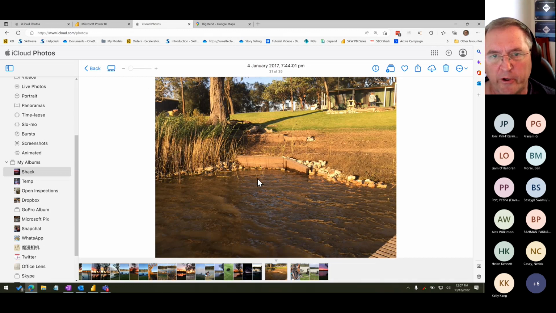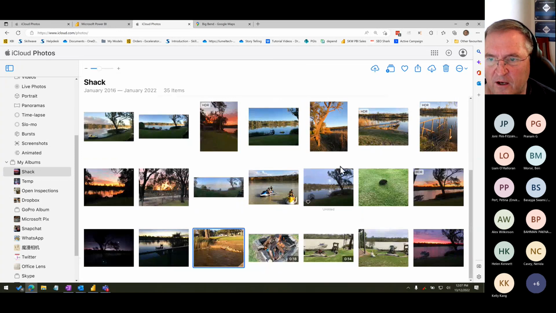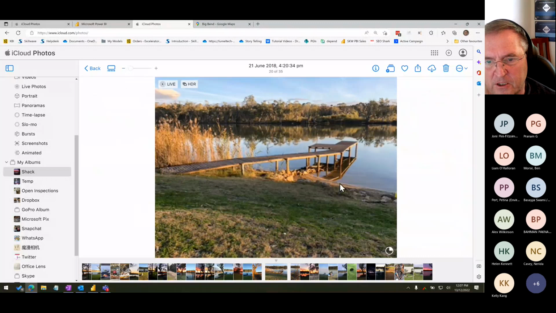But this is the normal water level that I'm showing you here. This is January 2017, and this is what we would call the pool water level. You can sort of see the contour of the land here and the grass and everything up there. So I'm trying to give you a sense of how much water we've got coming down at the moment. Now, this is a photo of our jetty.